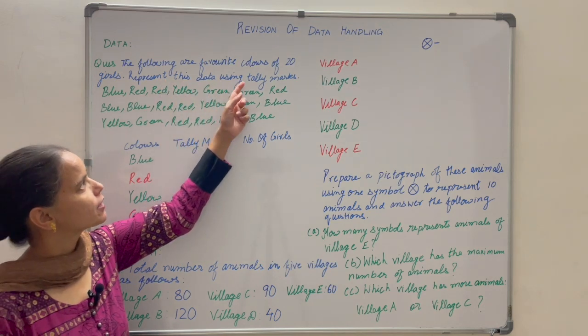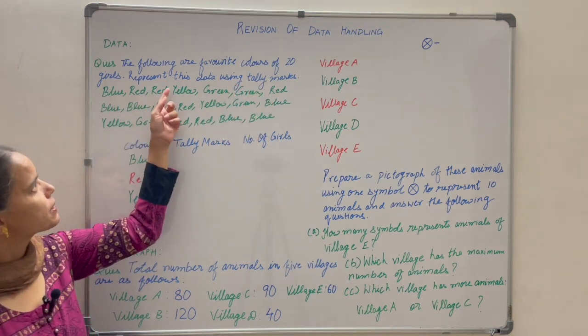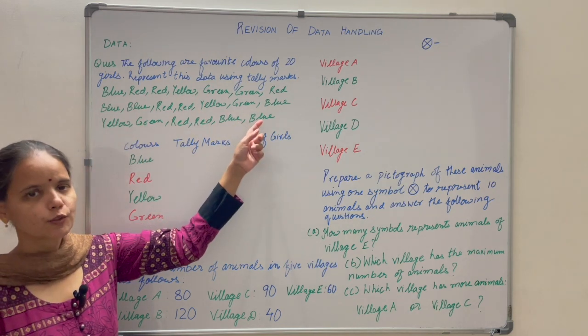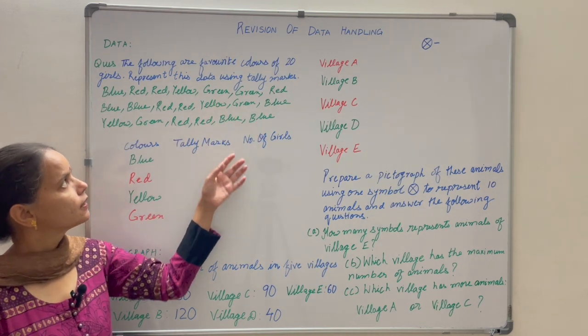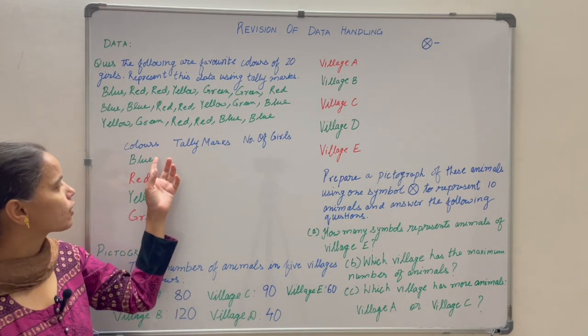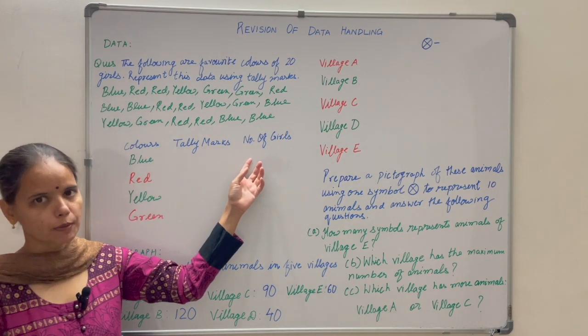The following are favorite colors of 20 girls. Represent this data using tally marks. So this is the data given. You need to represent this data using tally marks. So I have made one table here, one column for colors, tally marks and number of girls.